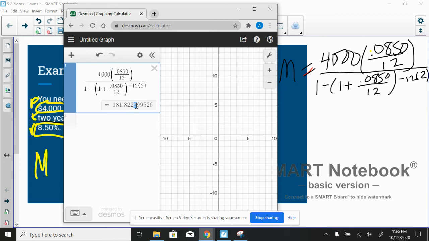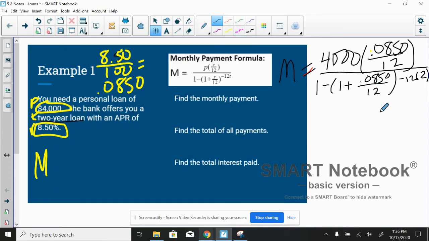I'm going to go ahead and round this off. 0.822 is just going to round off at 82 cents, so it won't round up. So find that monthly payment. That monthly payment looks like $181.82. It keeps changing off of whatever color I pick. So it's been fun. Easy peasy.